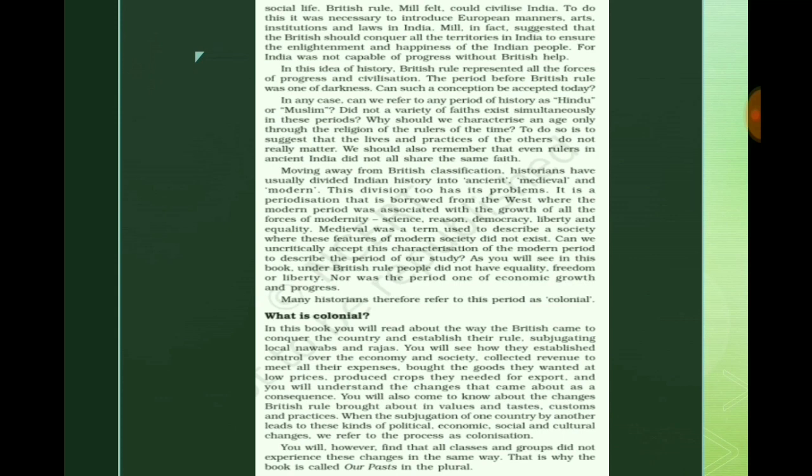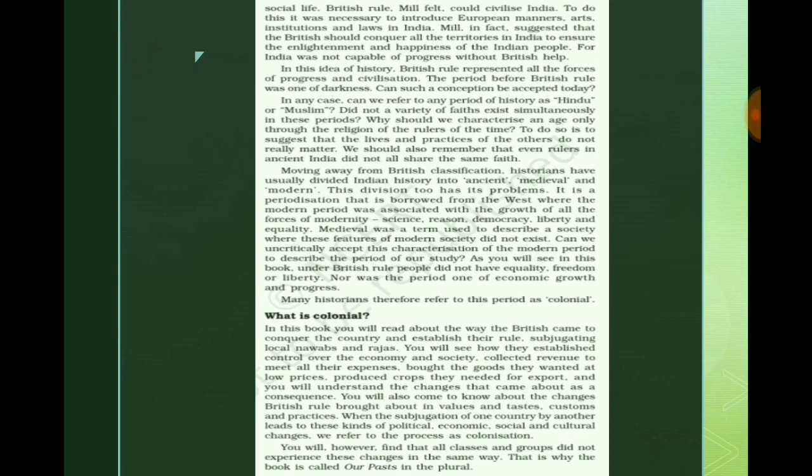the British established their control over the economy and society, collected revenue to meet all their expenses, brought the goods they wanted at low prices and produced the commercial crops they needed for export. They brought significant changes in the values, tastes, customs and practices of their colony. That is known as colonization.